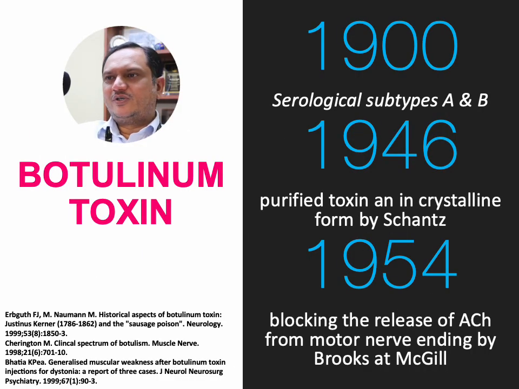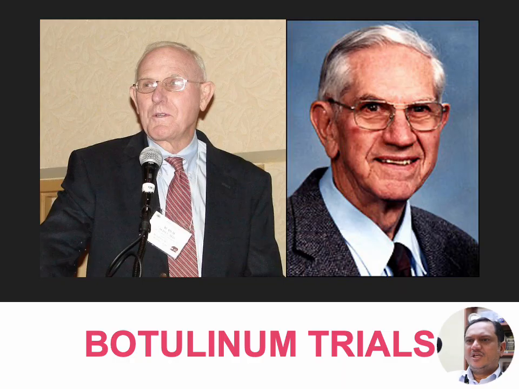Botulinum toxin was then discovered to have multiple serotypes 4 years after that. So in 1900, serotypes A and B were already discovered. In 1946, Ed Schantz's laboratory was the first one to purify the toxin into a crystalline form, so a pure protein, isolated. In 1954, they were able to show, I don't think it was Ed Schantz's lab, but another lab, I think it was the McGill lab, that this toxin binds to the neuromuscular junction and is able to block the neuromuscular transmission. So this is the story that started the clinical use of botulinum toxin.